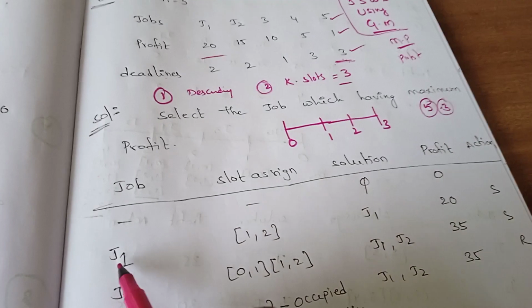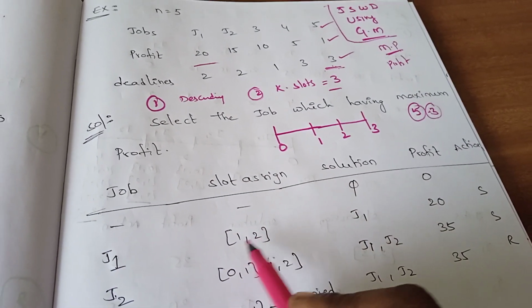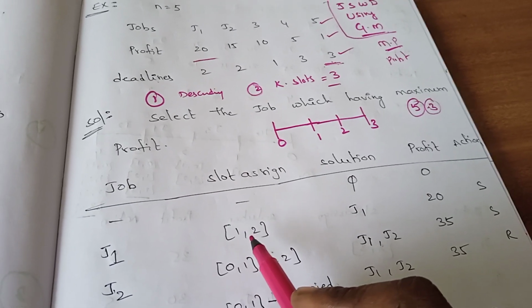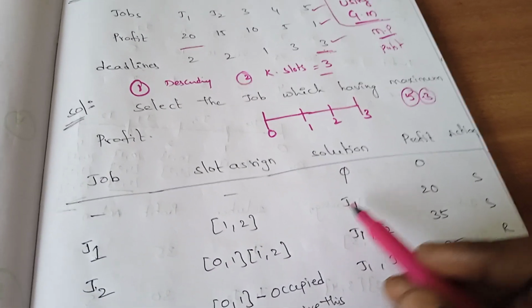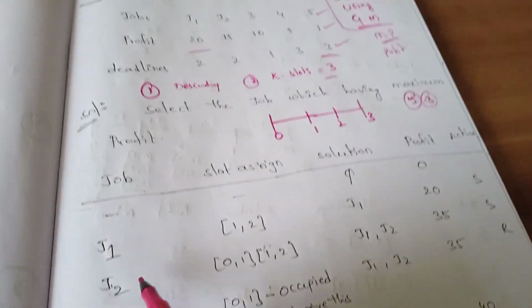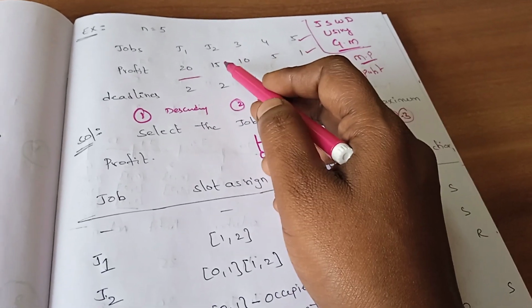Hence, I am choosing J1 to be done first. So the slot assigned is 1, 2, the worst case slot I am assigning. So the solution is J1 and the profit is 20. The action is selected. Now, the next profit item among these 4 is J2.